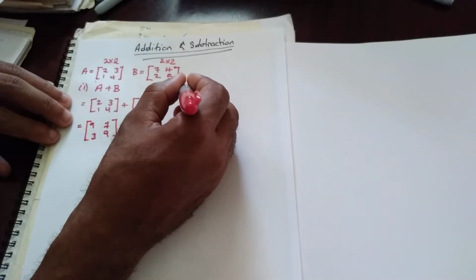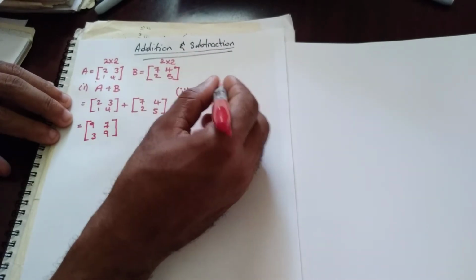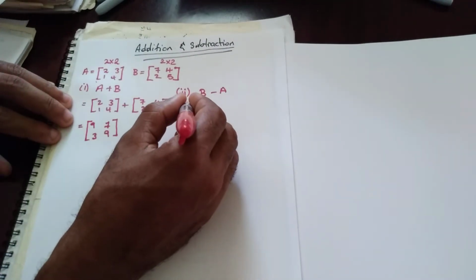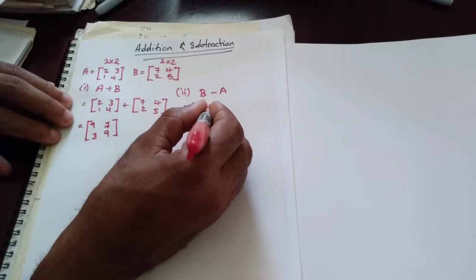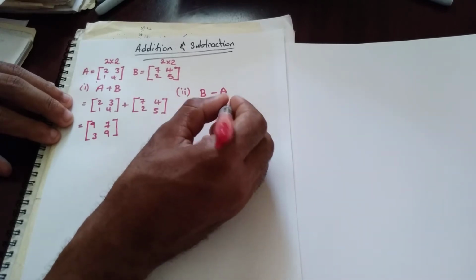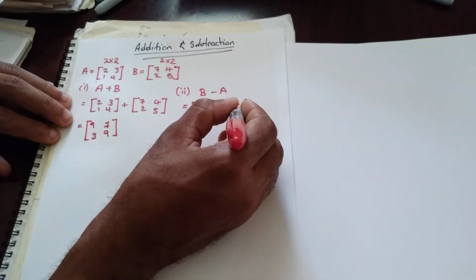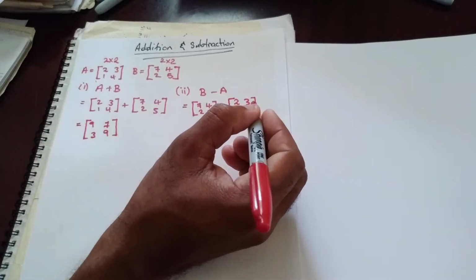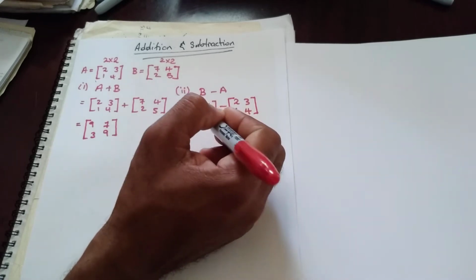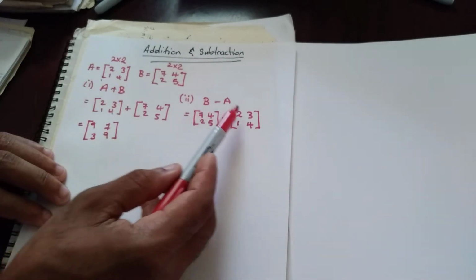Let's try another one. I'm going to use subtraction now. So let's say we're going to find B minus A. So B minus A: matrix B, which is 7, 4, 2, 5, subtract matrix A, which is 2, 3, 1, 4. Remember, when you're subtracting matrices, they have to be of the same order. Whether we're subtracting or adding, we add or subtract the corresponding values.